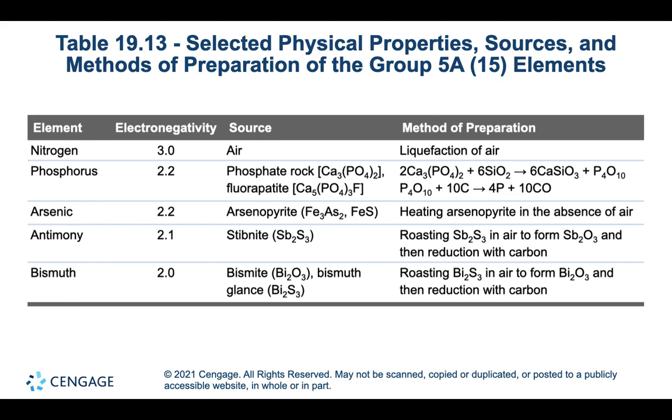Because of its tendency to mimic nitrogen and phosphorus in the body and then upset the processes of life, arsenic is a very poisonous element. Antimony and bismuth are typically formed by roasting, which is heating in air, and then reducing with carbon. They're smelted to make the pure metals, much like iron is.